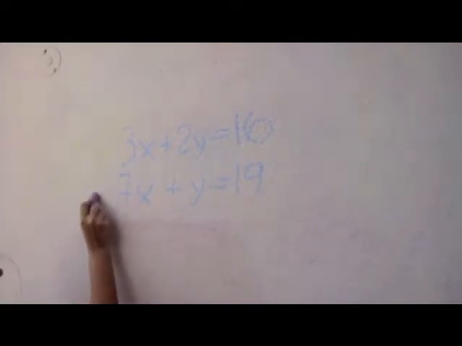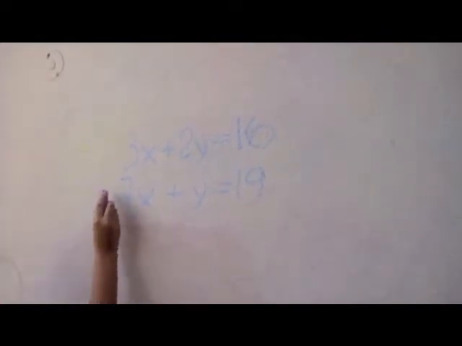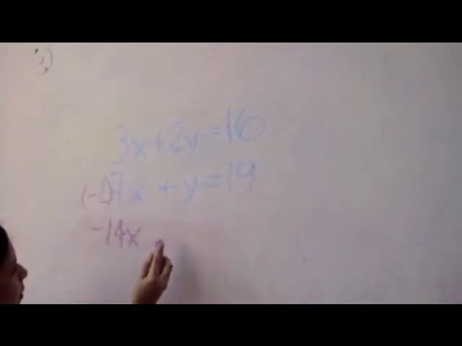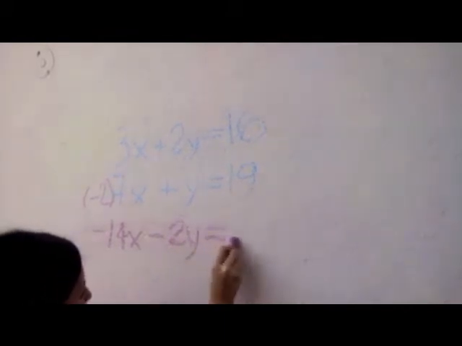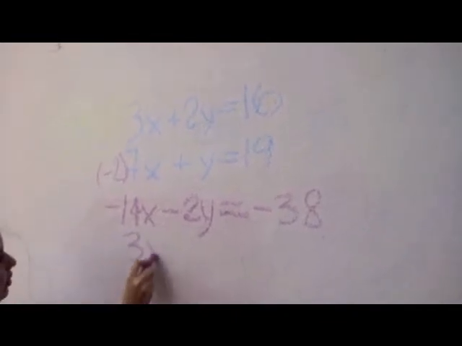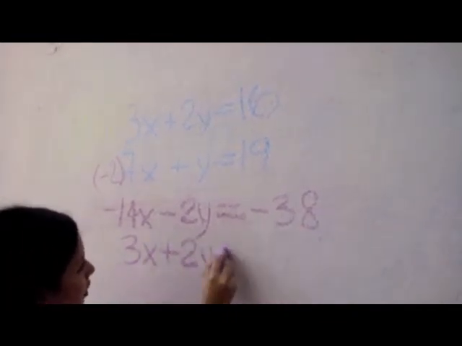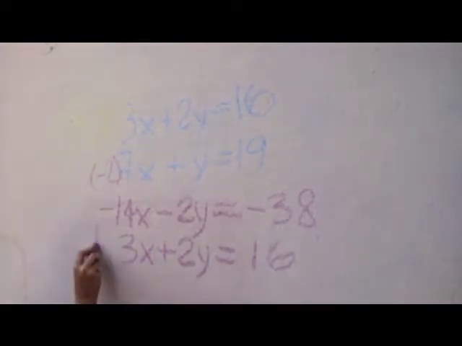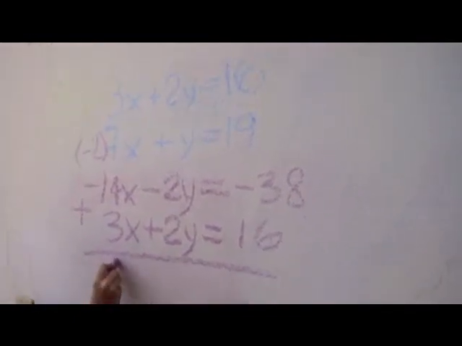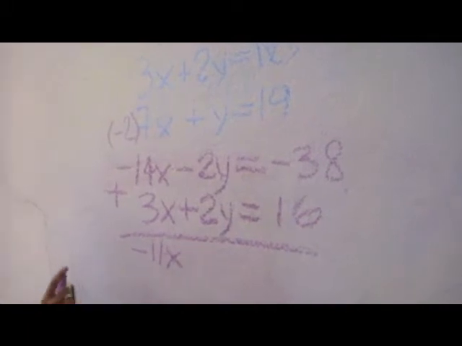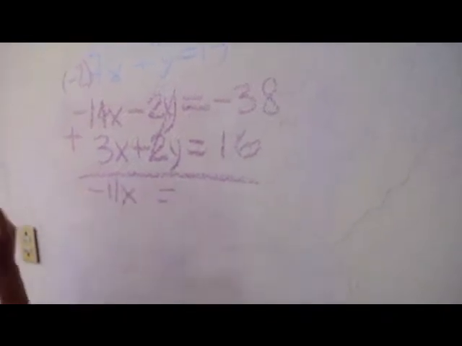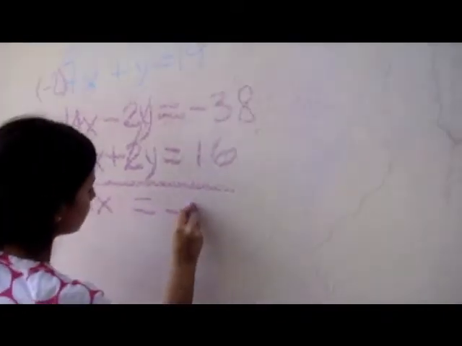So in this case, we can multiply this one by -2. So it will be -2 times this equation. We will have -14x minus 2y equals -38. Now we pass the other linear equation, which is 3x plus 2y equals 16. So when we sum these two linear equations, we will get -14x plus 3x is -11x, -2y plus 2y, they cancel, so we get rid of this variable, and -38 plus 16 is -22.